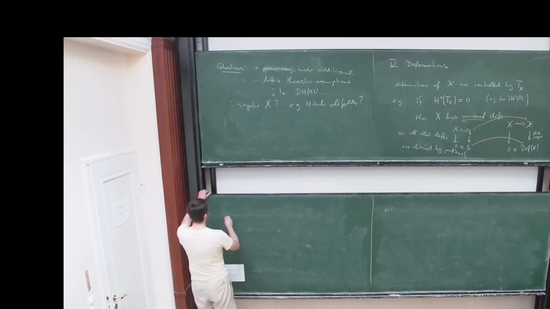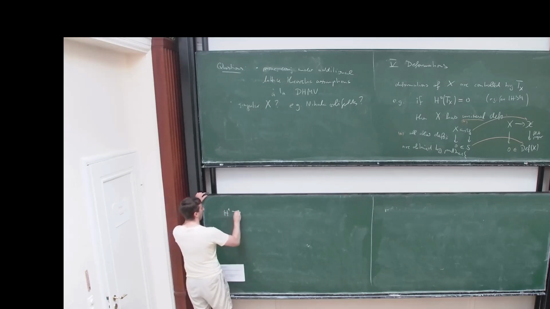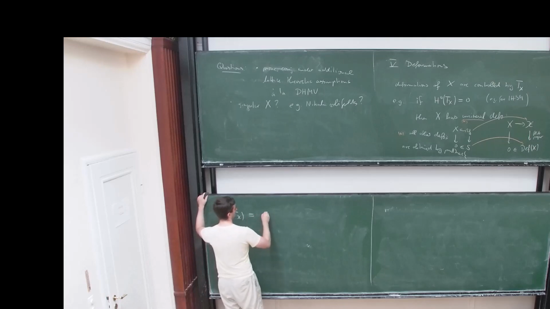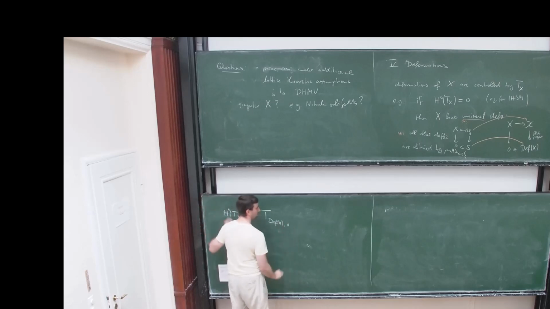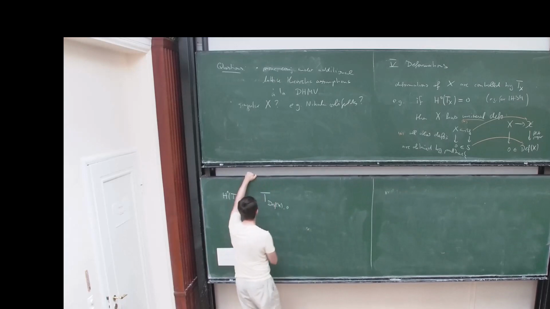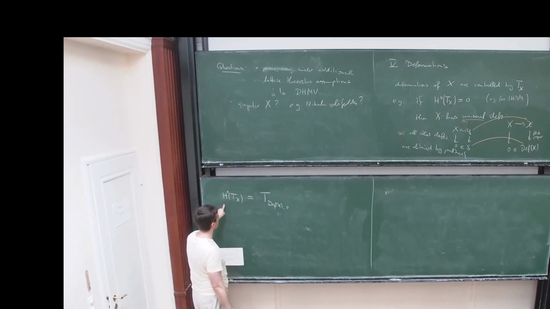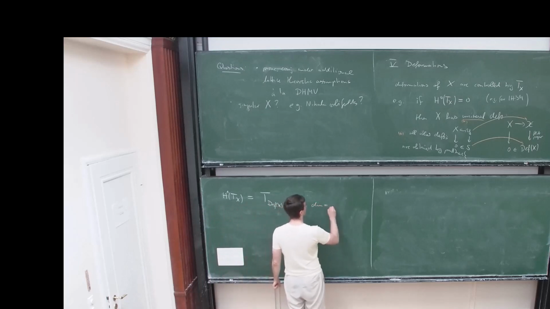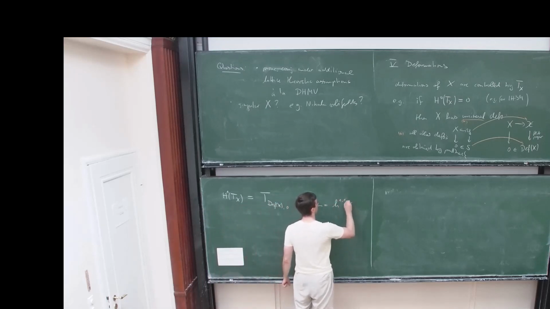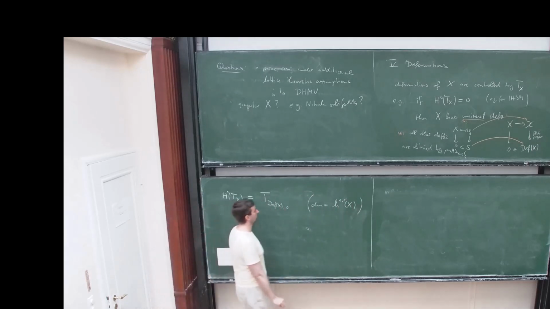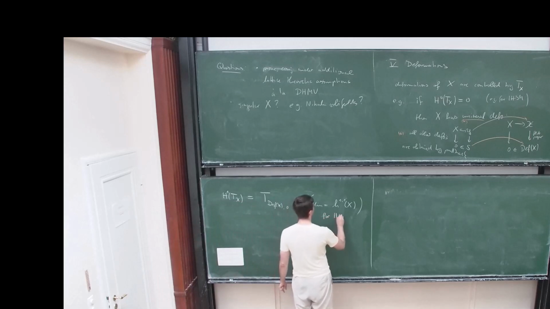The next one is H^1 of T_X. H^1 of T_X is the tangent space to Def(X) at the point zero. Good to know. So you can compute that the tangent space of Def(X) at point zero has dimension equal to h^{1,1} of X, which is the dimension of H^1 of T_X for IHSM.